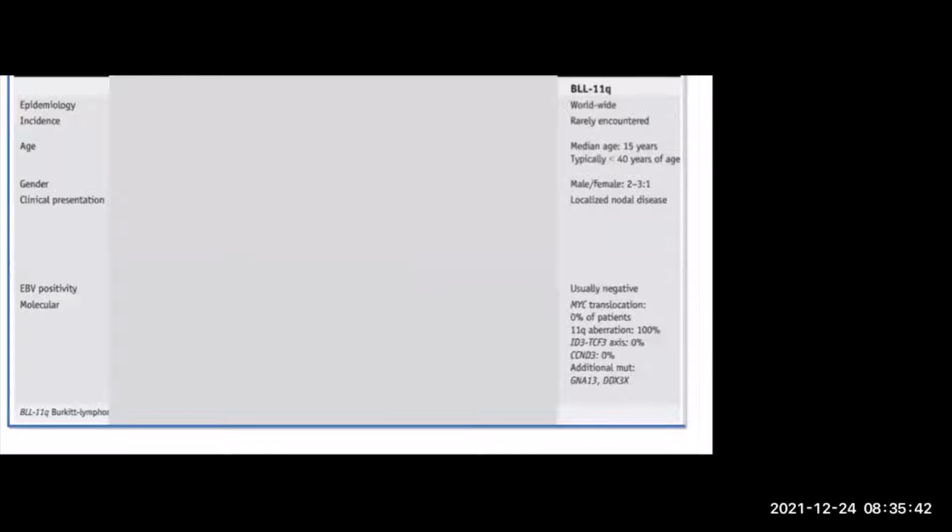So the new entity, Burkitt's lymphoma with 11q aberration, has been recently recognized in the 2016 WHO classification, and it has similar presentation and similar outcomes to treatment also, but they are MYC negative.